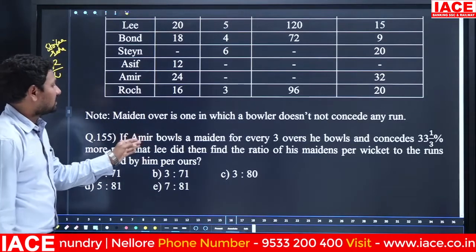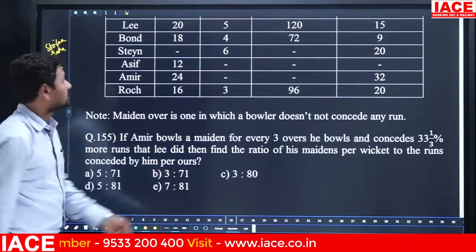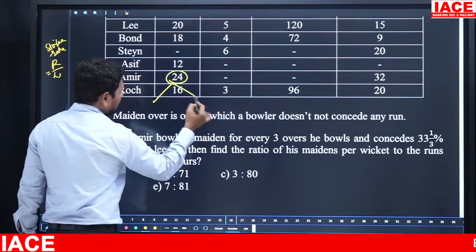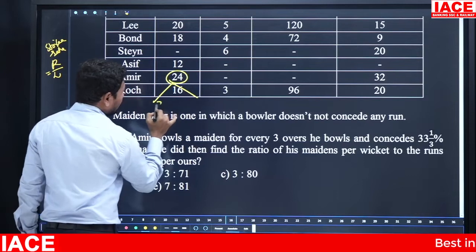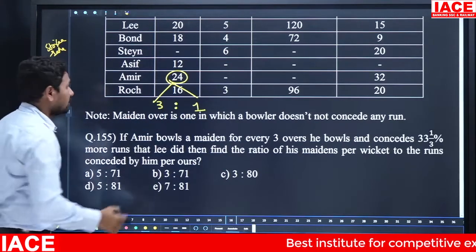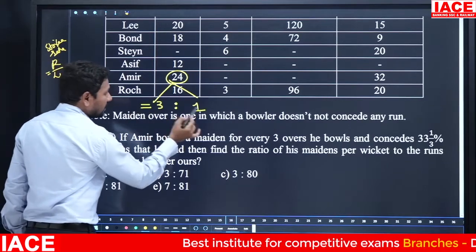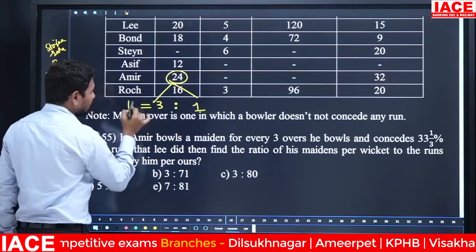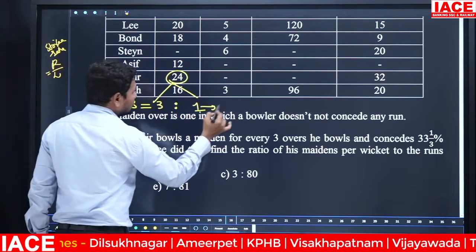If Amir bowls a maiden for every 3 overs, how much did Amir bowl? 24 overs. In 24 overs, every 3 overs, 1 over is a maiden. Every 3 overs, 1 over is a maiden means, from this what can you write? 3 plus 1 is equal to 4. 4 parts is equal to 24, so 1 part is equal to 6. 6 times 3 is 18 overs and 6 times 1 is 6 overs.